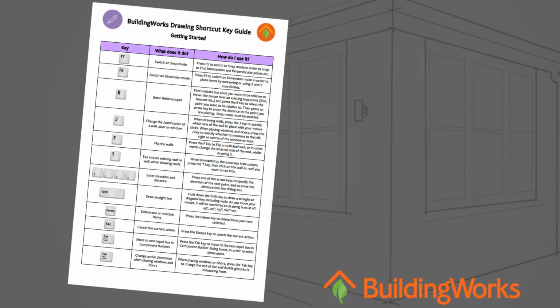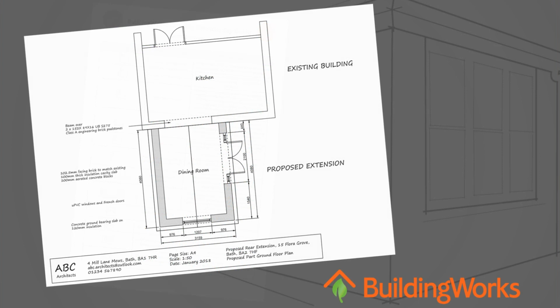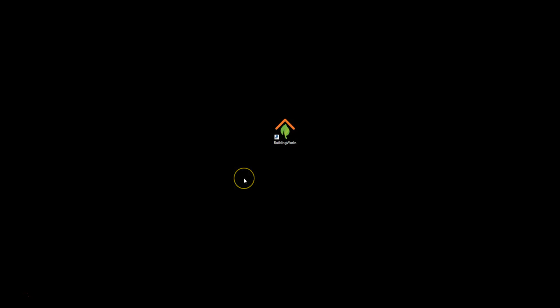You may find it helpful to have a copy of the BuildingWorks shortcut key guide next to you, to help with drafting your plans. You can find a link to this guide underneath this video on the support website. You can also print a copy of the example plans used in this video if you want to practice using them. These can be found on the support website alongside the video and shortcut key guide.